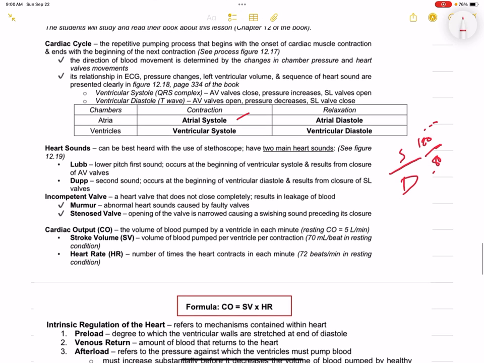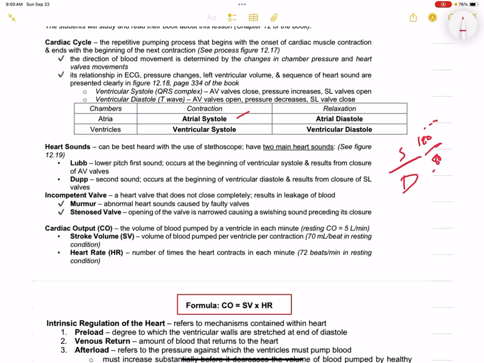Incompetent valve. So, a heart valve that does not close completely results in leakage of blood. So, we have murmur, abnormal heart sounds caused by faulty valves. And stenosis valve, the opening of the valve is narrowed, causing a swishing sound preceding its closure.